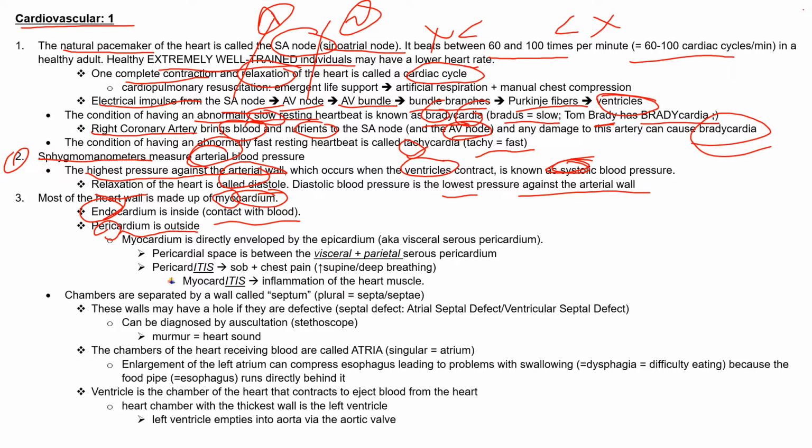Now, the part of the pericardium that directly envelopes the myocardium is called epicardium. Epicardium is a part of the pericardium, and there are 2 parts to the pericardium with fluid flowing in between. I'll go into details in class. Pericardial space is where this fluid is, and pericardial space is between the visceral and the parietal pericardium.